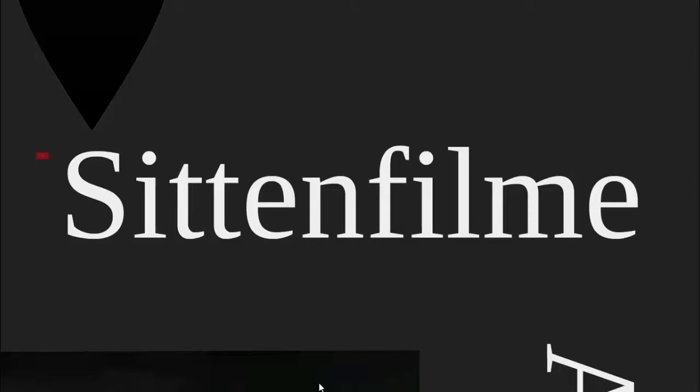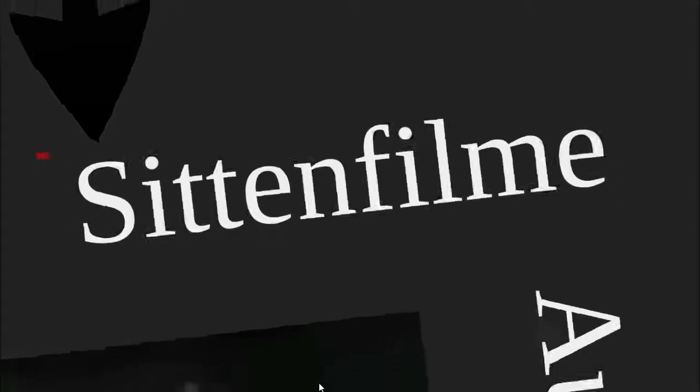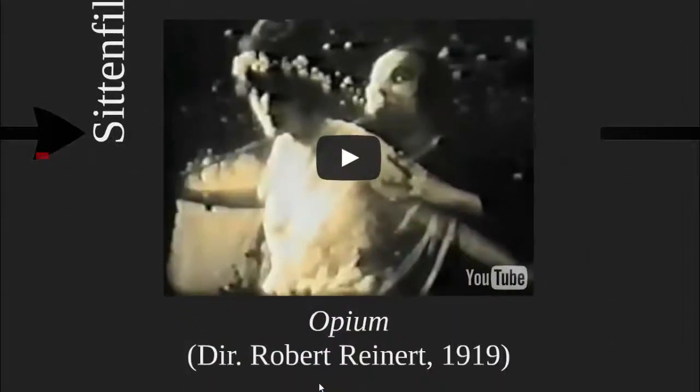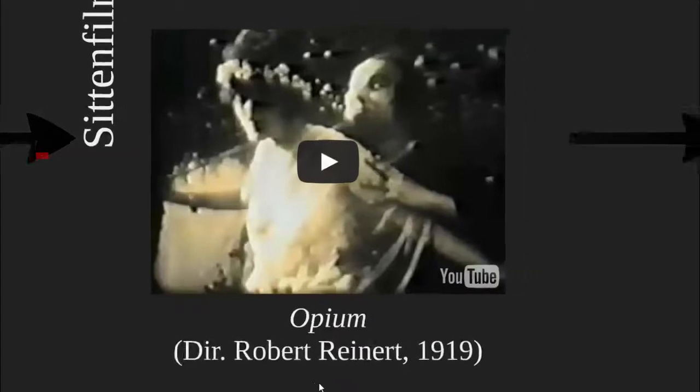There were a few styles of films that became very popular in the early 1900s. One was the Sittenfilm, which would be films about sexual contact, or the Aufklärungsfilm, which was films about the facts of life, so explaining those kinds of things. Also, there was lots of interest in narcotics and altered states. For example, this film, Opium, from 1919, directed by Dr. Robert Reinert, explores this idea of drugs and altered realities.